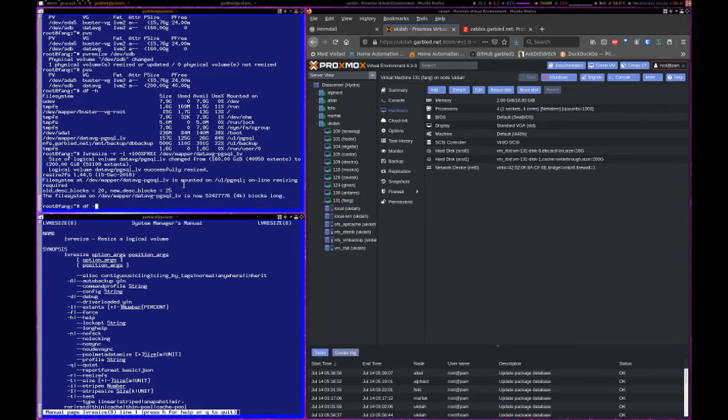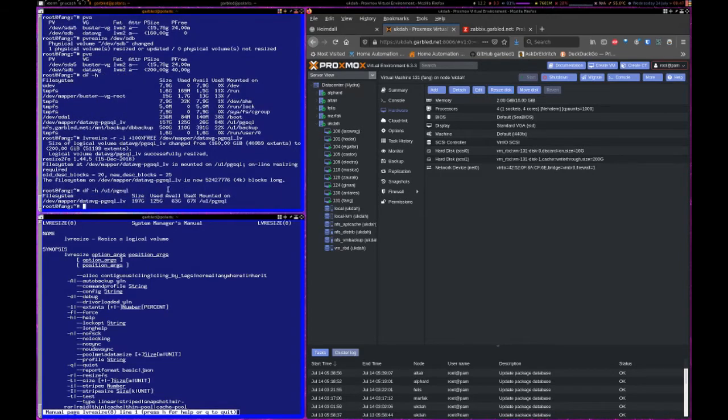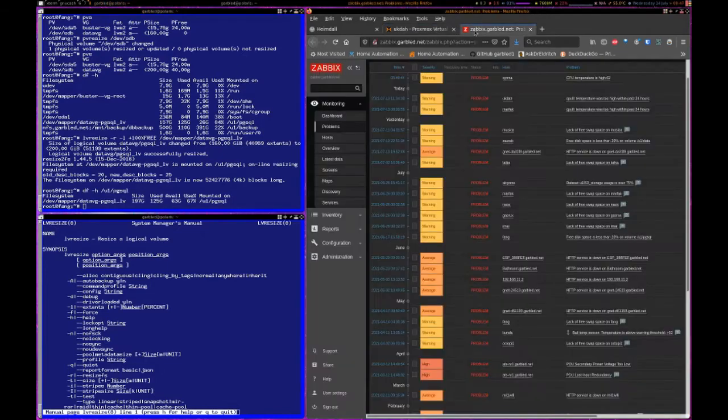And if we look now, we can see there are 97 gigs. We have free space. And hopefully Zabbix will be happy. I don't remember the refresh on that, so it may take it a minute.